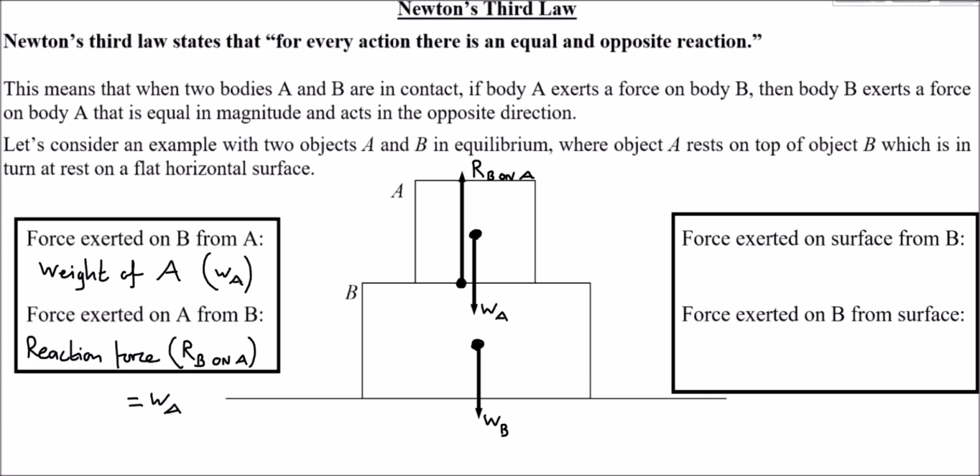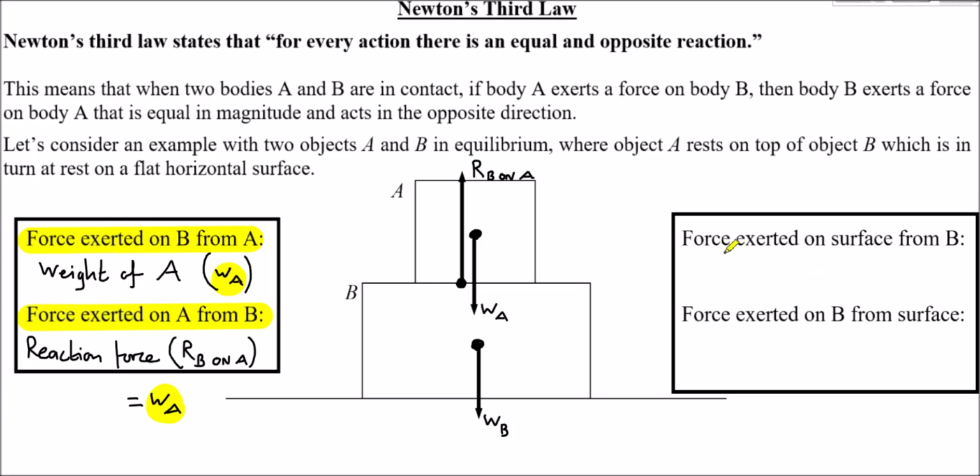So as you can see here, the size of the force on B from A is the weight of A, and as well as that, the force the other way around, the force on A from B, is again the same as the weight of A. So indeed, for every action, there's an equal and opposite reaction. So A is exerting a force on B equal to its weight. Likewise, A is having a force exerted on it from B, which is equal and opposite to the weight of A.